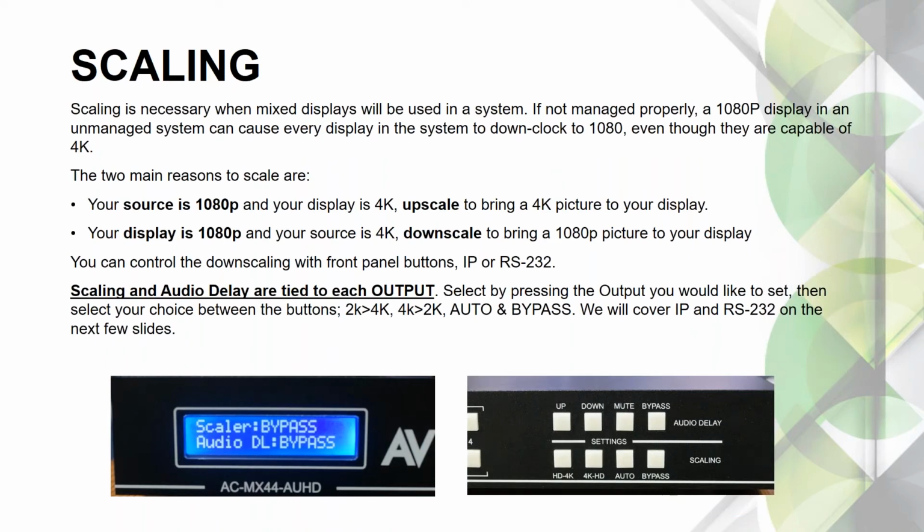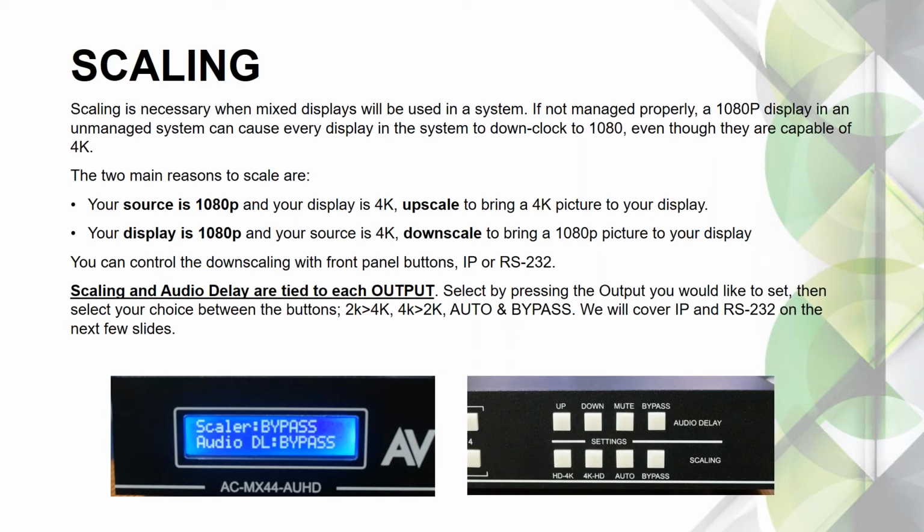So the number one is scaling. If you've been around a while, you know we've been using scaling in video forever. And normally it has to do with when you have a mixed system, i.e. 1080p's and 4K displays, or early 4K displays and current 4K displays. If you don't manage it properly, a 1080p display or a 720p display in an unmanaged system will cause every display in the system to downclock, even though it's capable of 4K. And I know you guys have probably all heard that before.